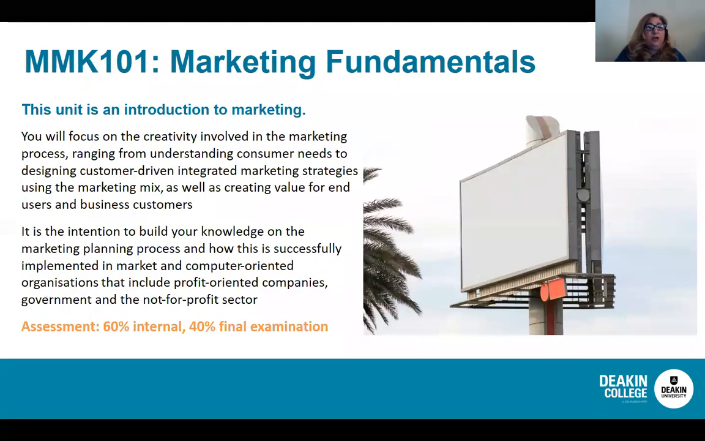The marketing unit. This unit is an introduction to marketing. It focuses on creativity involved in the marketing process, ranging from understanding consumer needs to designing customer-driven integrated marketing strategies using the marketing mix. It builds on your knowledge of marketing, the marketing planning process and how this is successfully implemented in market and customer-oriented organizations that include profit-oriented companies, government and the not-for-profit sector. The internal assessment equates to 60% and the final exam is worth 40%.